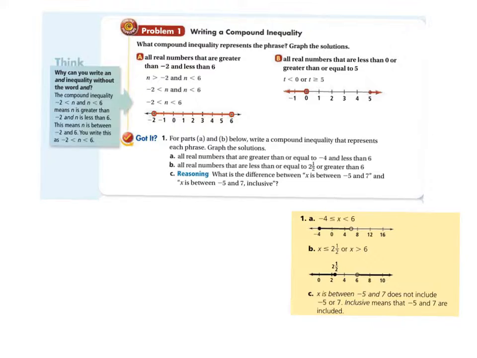Graph the solution. So here, all real numbers that are greater than -2 and less than 6. So again, we're looking greater than -2 and less than 6. It's an and, so we can actually join it together. So what that looks like, again, we'll have the n in the middle, and we want less than 6, but also want them to still be bigger than -2.